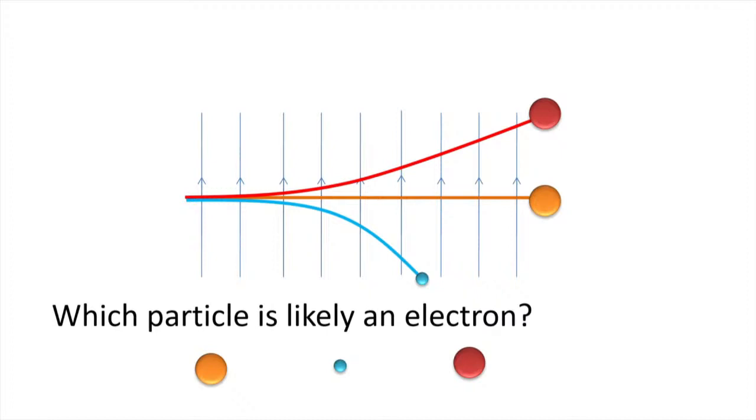And obviously the next question is, which particle is likely an electron? Well, the electron is negative and it curves downwards, which suggests that it is experiencing a downward force, and that downward force is opposite to the direction of the electric field, and so the blue particle is likely an electron. And then the size difference also clues you in, because an electron is much, much smaller than a proton and a neutron. Protons and neutrons are about 1,800 times more massive than an electron. So that's also a little clue. So the blue particle is likely an electron.